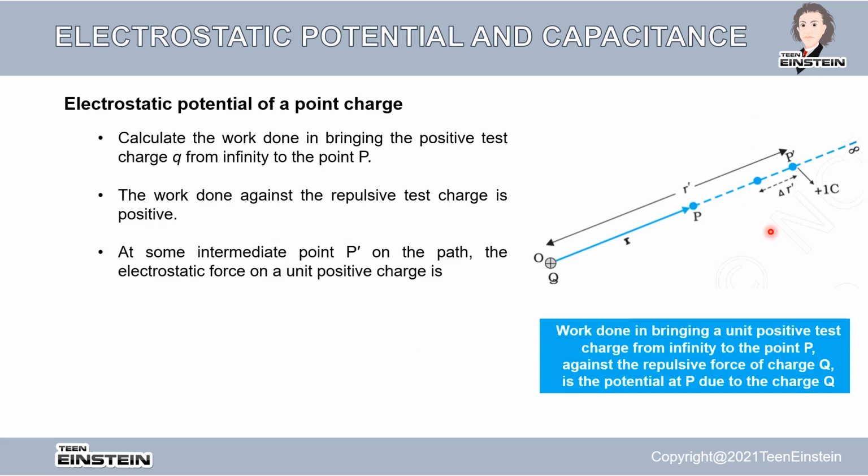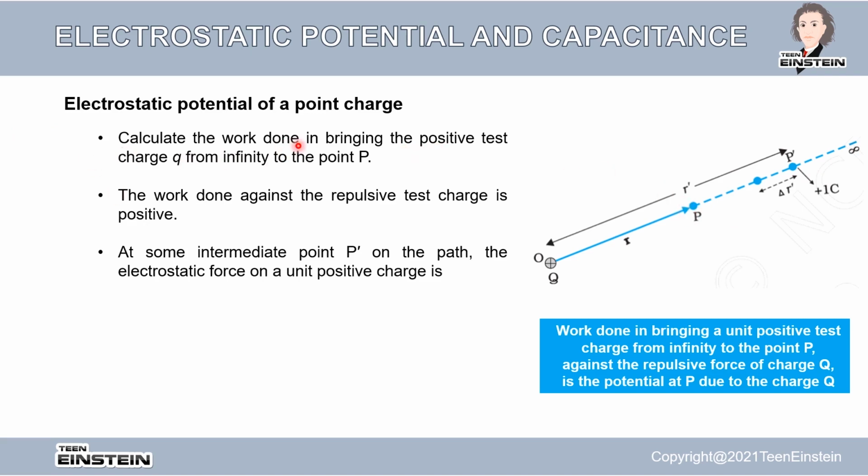Now we are going to calculate the electrostatic potential of a point charge. There is a point charge capital Q here, and we are going to calculate the electrostatic potential at this point P. What do we mean by electrostatic potential? It means: if I want to bring a unit positive charge from infinity to this point P, how much work do I have to do? That is the definition of electrostatic potential at this point.